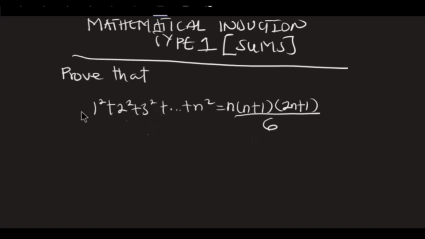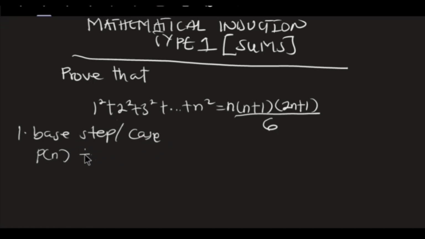From our previous video, I showed you that the first step is what we call the base step, or base case. For the base case, we are going to show that our statement P of n is true for n equals 1. That is the least value of n. In our statement, you can see that the least value of n is equal to 1.